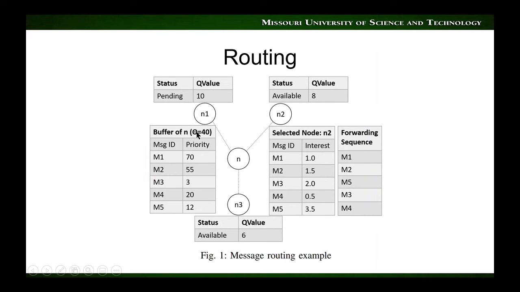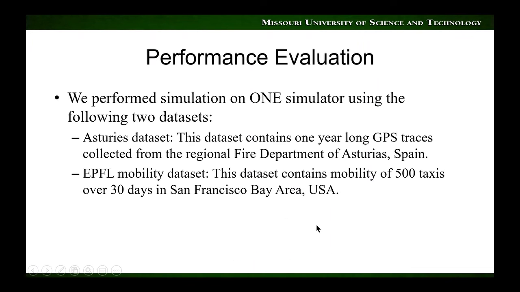Again, if we consider the trending threshold as 40, and we calculate the modified TF-IDF value of all the messages, we can find that M1 and M2 are the trending messages. So we have to send those messages first. After sending those, we have these 3 messages remaining, and we can calculate the interest similarity. We can find that the highest interest similarity comes from M5. So M5 will be forwarded next, then M3, then M4. That's how the routing occurs.